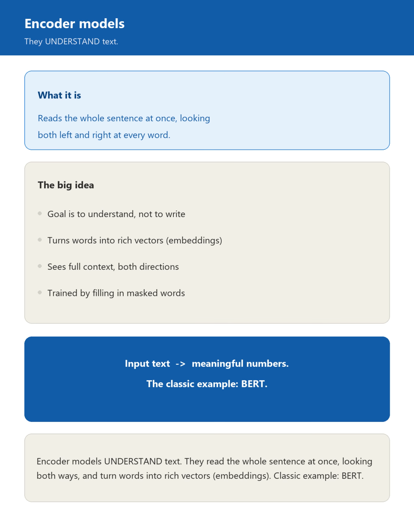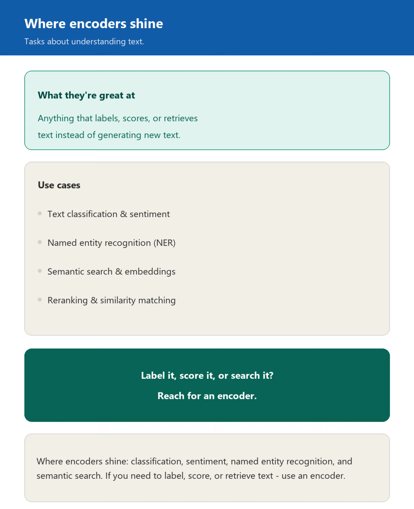Its job isn't to write text. It's to understand it, turning words into rich numbers we call embeddings. Because encoders understand context so well, they power classification, sentiment analysis, named entity recognition, and semantic search. BERT is the famous example. If your task is to label, score, or retrieve text, an encoder is your friend.